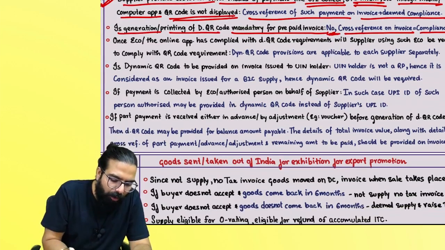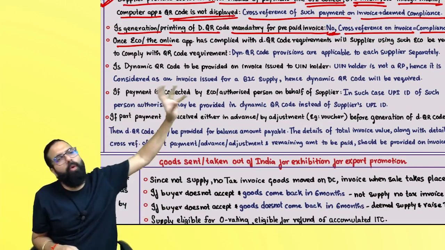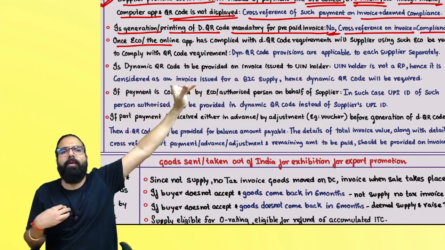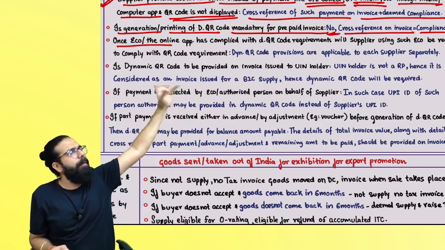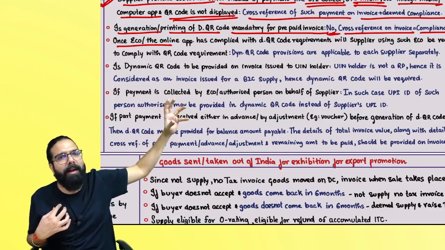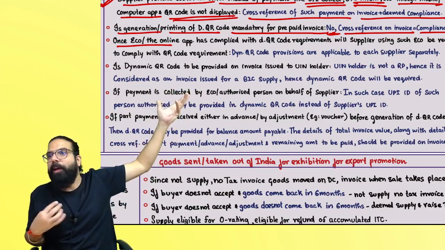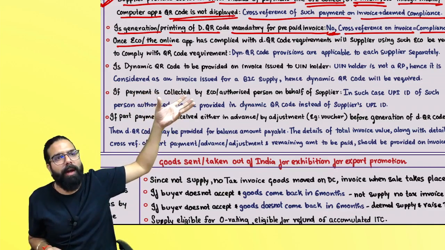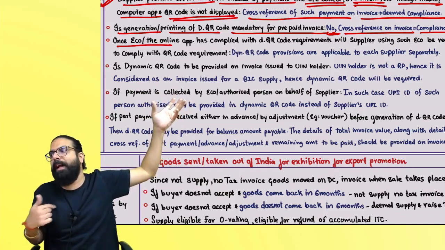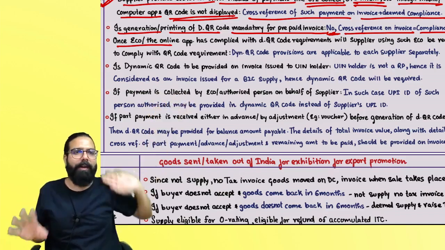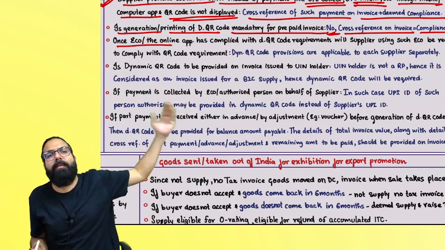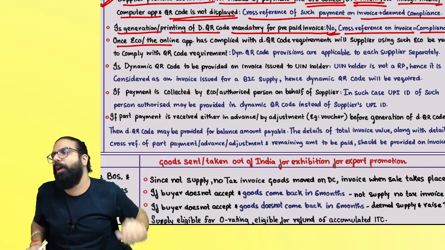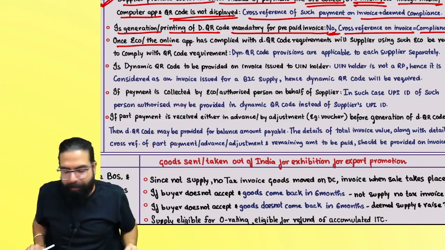Then, e-commerce operator. People told, the e-commerce operator through whom I am supplying has complied with the dynamic QR code requirement. Am I also required to comply with the dynamic QR code requirement? The government told, Flipkart is separate, you are separate. If Flipkart has complied, that is because he is a separate supplier, for his services. He has complied with the dynamic QR code requirement. You are a separate supplier. You should comply with the dynamic QR code requirement separately. Are we clear, everyone? If you are selling through Flipkart, Flipkart is a different person. You are a different person. He has complied, which doesn't mean you have also complied. You also have to comply with the dynamic QR code requirement separately.